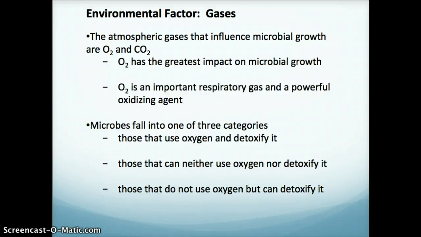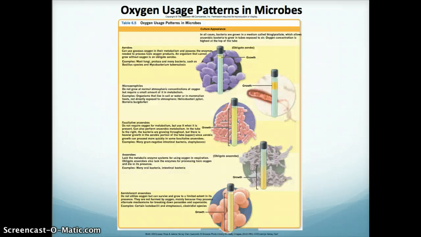Okay? When we look at these, this is something that you should be doing in lab or should have just done in lab. And this is a table on page 153. It's table 6.5, and this is a great one showing the different oxygen usage patterns in microbes. Hopefully you've seen these in lab by now. The first one are what we call the aerobes, and they use oxygen. They actually need oxygen, so they're obligate aerobes, meaning that they can only grow in the presence of oxygen. So if we have this test tube with the solid media, all of your growth will be right at the top where the oxygen is found.